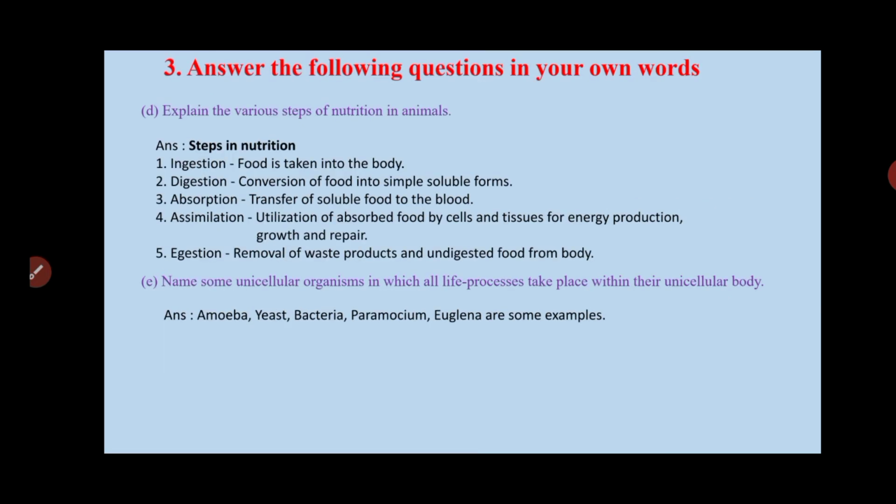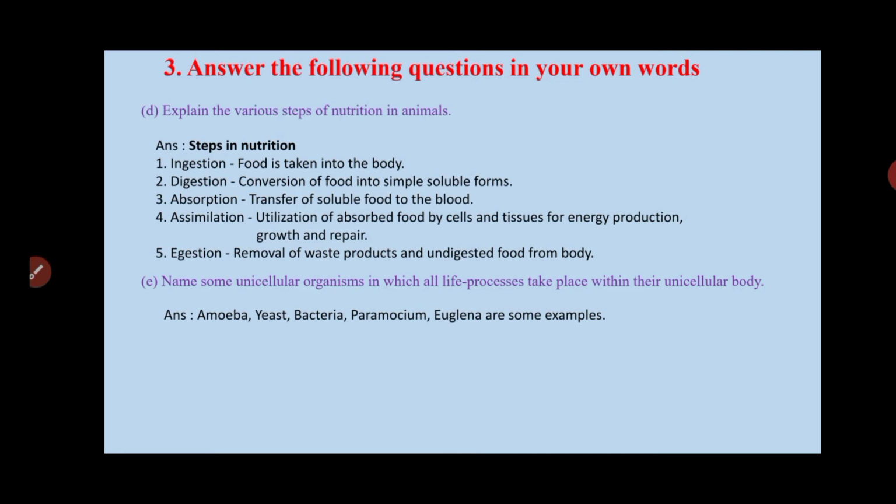Next, question D is: explain the various steps in nutrition in animals. Means in this question we have to write the steps of nutrition in animals. The steps in nutrition are: first is ingestion. Ingestion means to take the food inside the body. That process is called ingestion. Second is digestion, means conversion of the food into simple soluble forms. The food we eat is converted into simple, not complex, substances. We cannot digest complex substances, so the body converts them into simple substances by using enzymes. That process is called digestion.